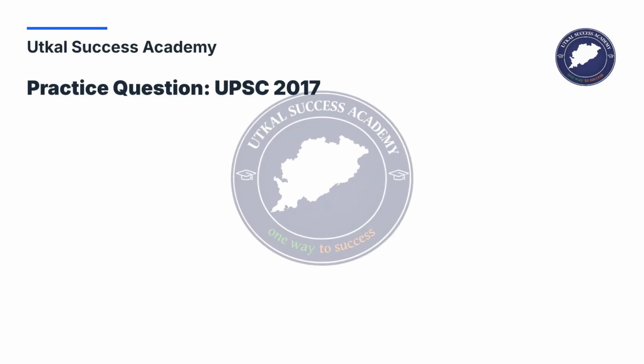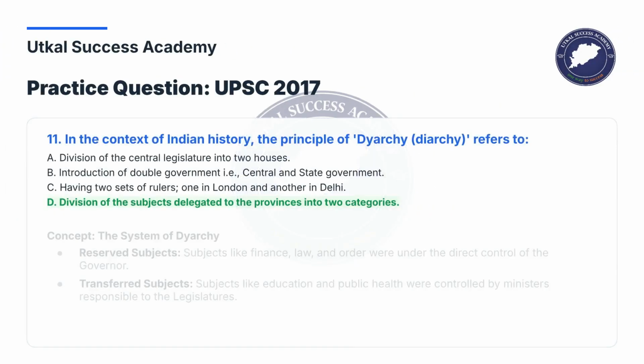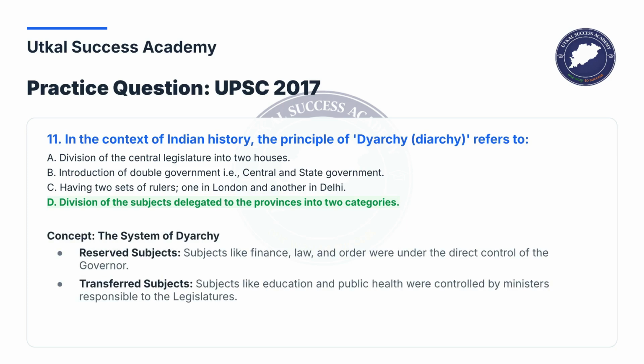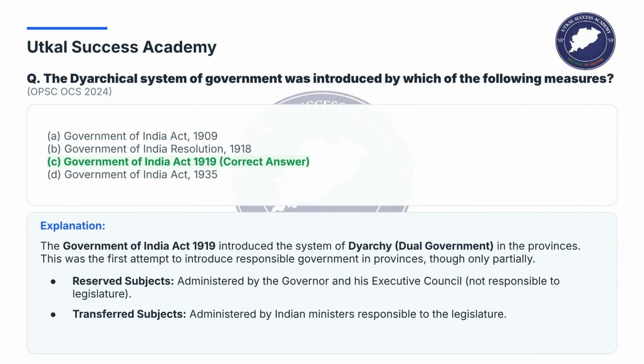For UPSC 2017, we examine diarchy. It refers to the division of subjects delegated to the provinces into two categories: reserved subjects controlled by the governor, and transferred subjects managed by Indian ministers responsible to the legislatures. The diarchical system of government was introduced by the Government of India Act 1919. This act was the first attempt to introduce a partially responsible government in the provinces.